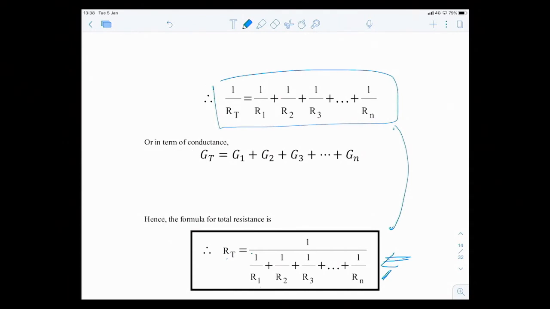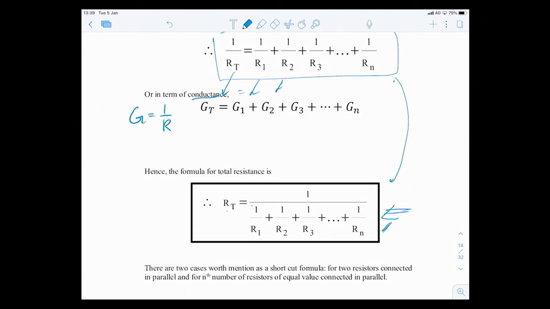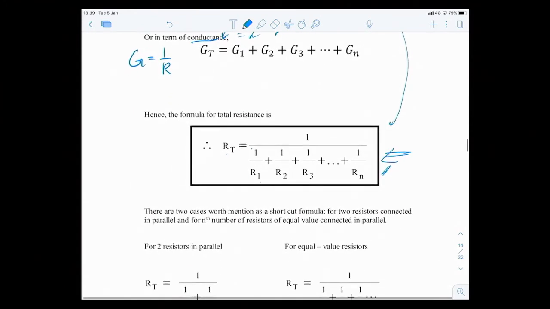If you want to make your life easier, I don't know if it's easier or not, you can use the term conductance also, because G is equal to 1 over R. So therefore, G total is equal to 1 over R total, equal to G1 plus G2 plus G3. But somehow I always work with R, not G. So this is the formula that most of the Thai students would know from high school.